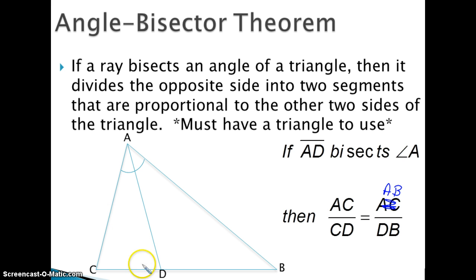So AC over CD equals AB over DB. You could also set up AC over AB equals CD over DB. There's a lot of different variations, but the main idea is to make sure your corresponding pieces match up.